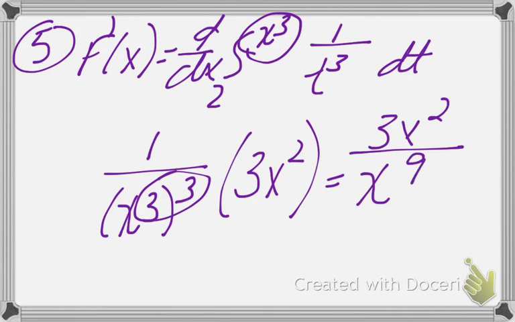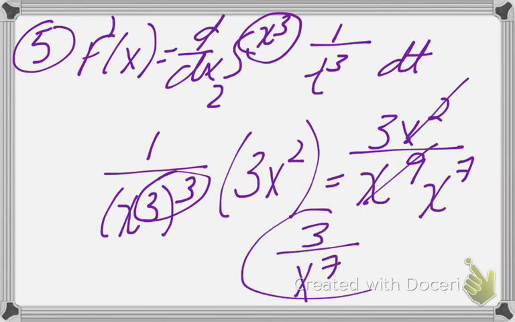We get x to the 9th. And I'll cancel out 2 here, and I'll cancel out 2 here, and your final answer should be 3 over x to the 7th.